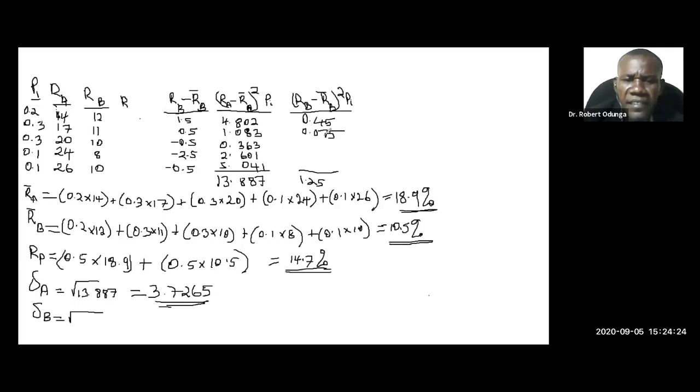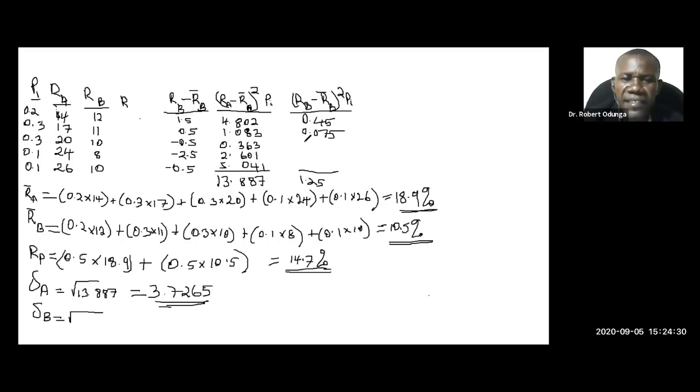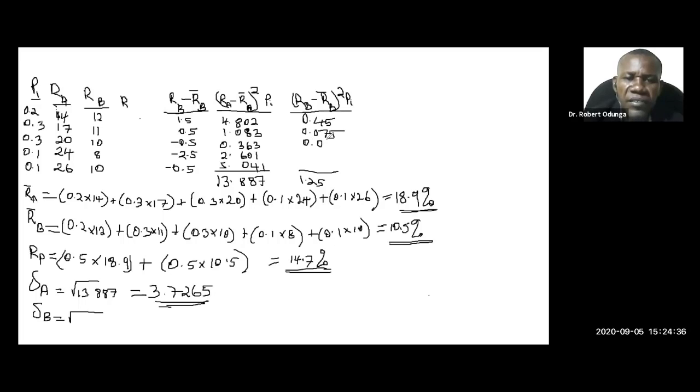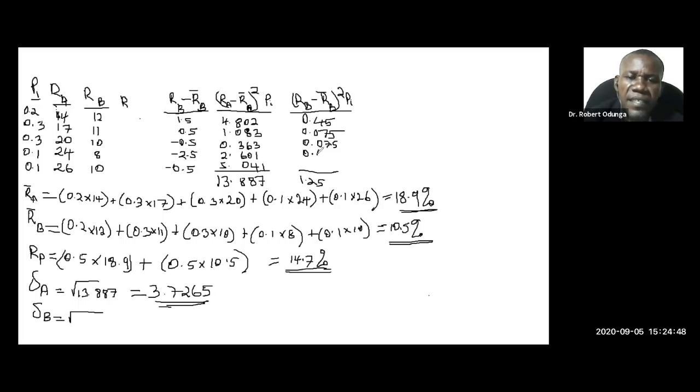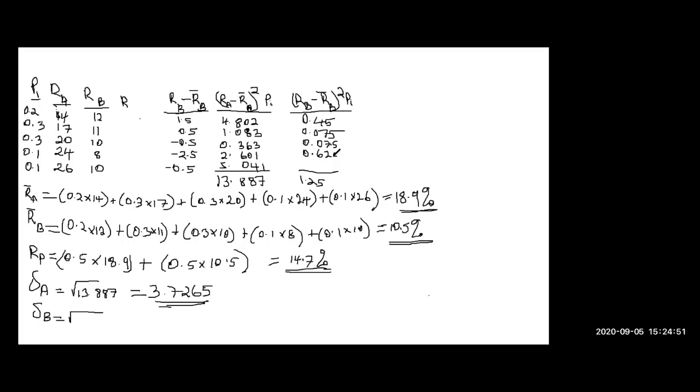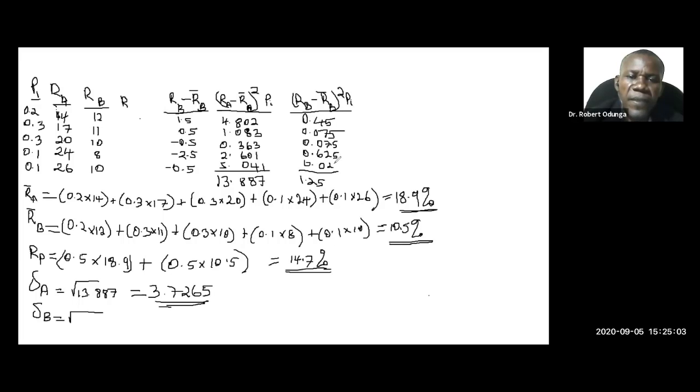And then the second case, 0.075. Okay. The third case, 0.075 also. The fourth case 0.625. The last case, 0.025. So that gives us this total.